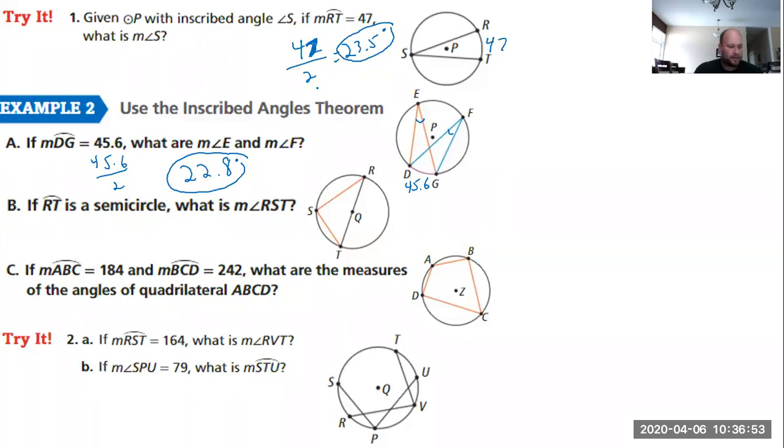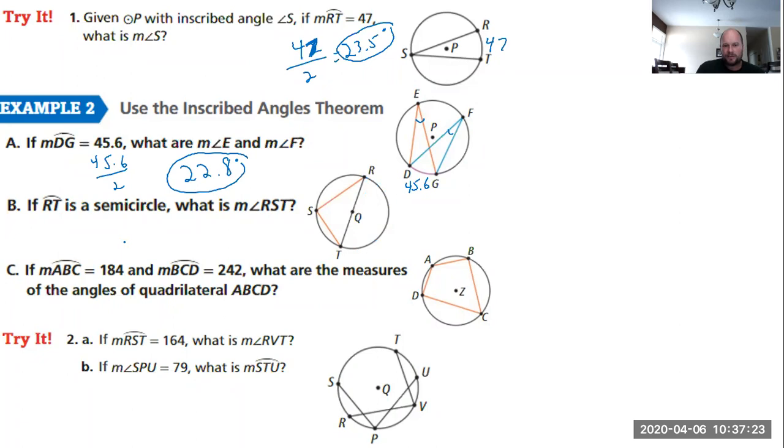22.8. Now, for the next one there, if RT is a semicircle, so they're telling us that RT is a semicircle, and when you name a semicircle, you can either name it with 2 points or 3 points. Most of the time, if direction wasn't important, they would tell us all 3. For them just saying that this is a semicircle, it doesn't really matter if they use 3 points or 2 points. So it says RT is a semicircle.